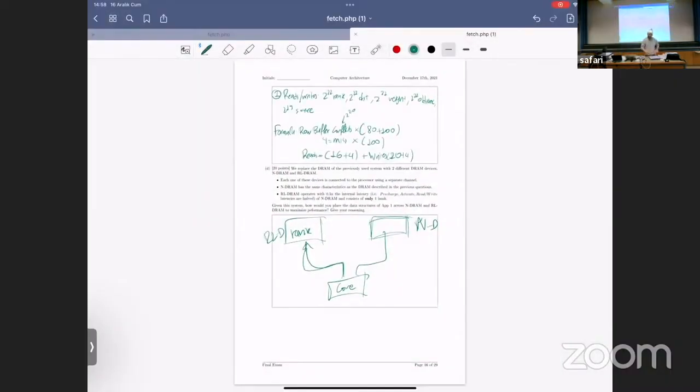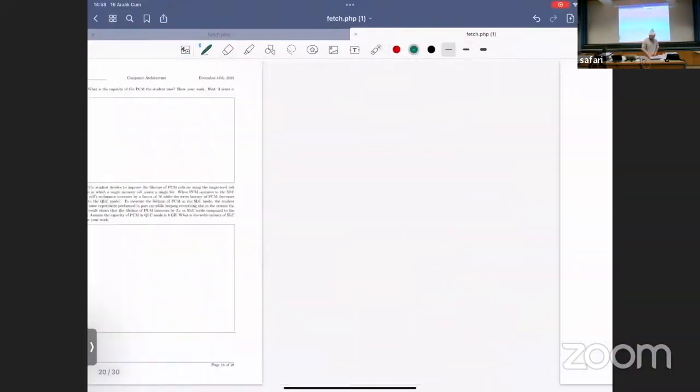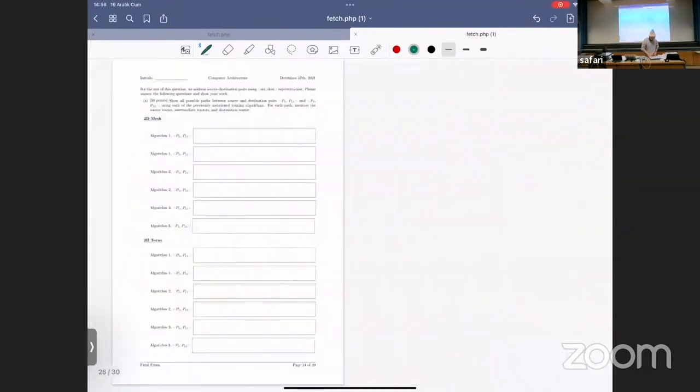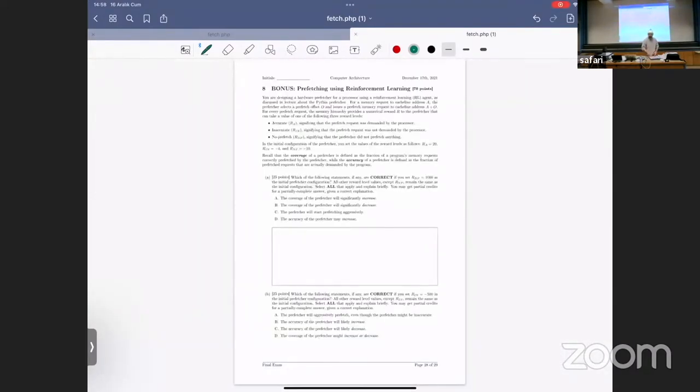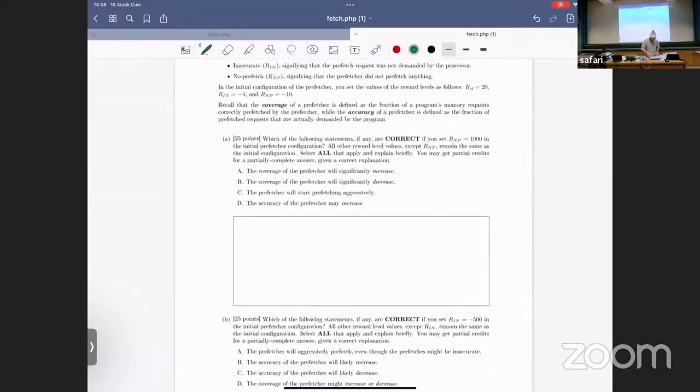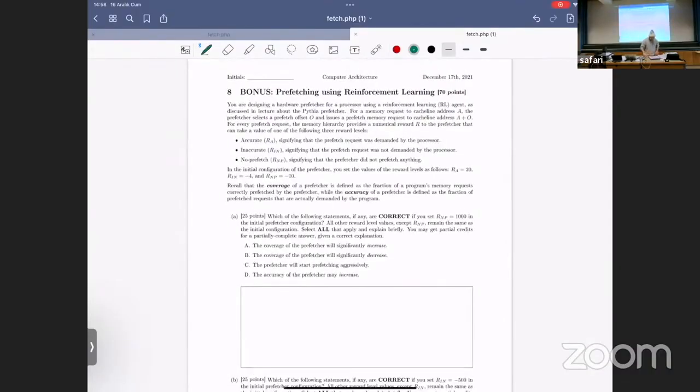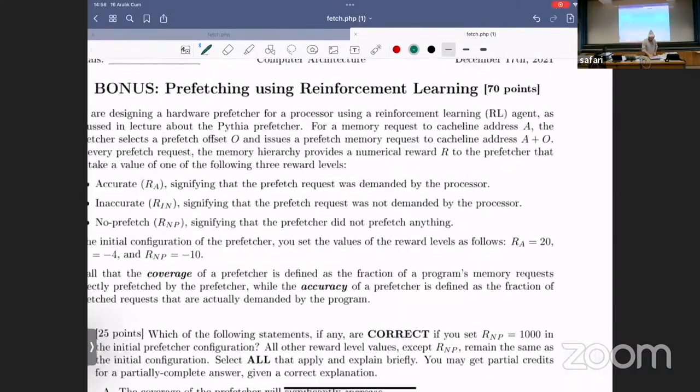Okay, we can go to the prefetching question, which is the bonus. It's the last one. It doesn't matter that it's a bonus, because you will get the points anyway if you solve it. This is also a qualitative question. There are no calculations that need to be done.